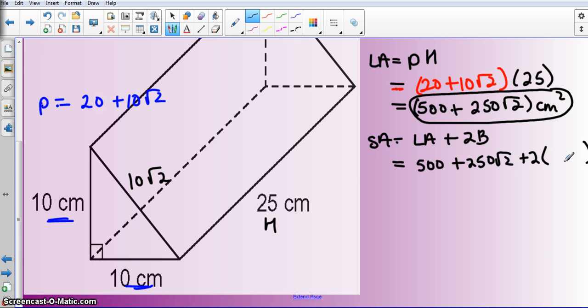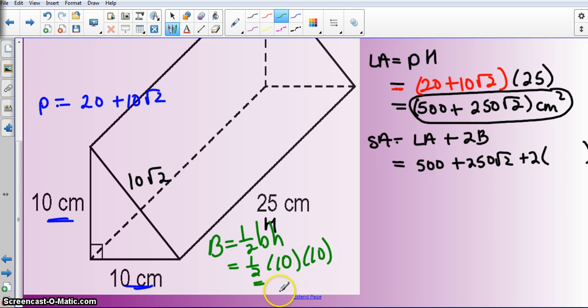So I'm going to go over here and find the base area. Base area, remember, is 1/2 base times height, because it's a triangle. So I have 1/2 times 10 times 10, and that's 100 cut in half, it's 50. So my base area is 50. That's what goes into this parenthesis.